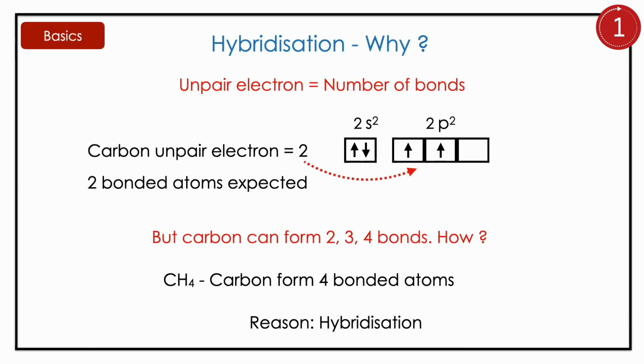One more reason to know the hybridization is that carbon has two unpaired electrons. As we know, unpaired electrons can form bonds. It creates the valency. But carbon can form 2 or 3 or 4 bonds. How does this happen? The reason is hybridization. We will see hybridization and the basics behind it.